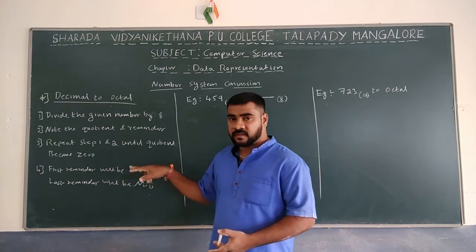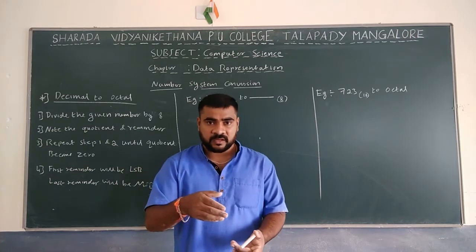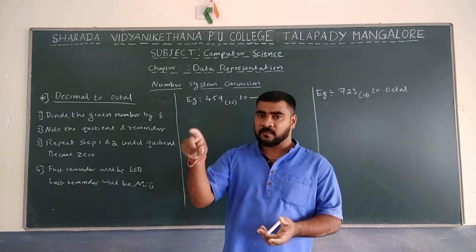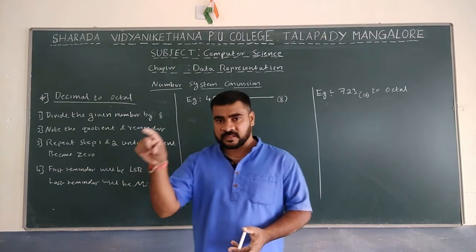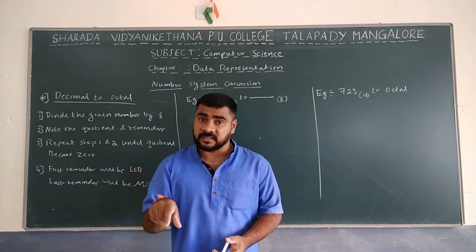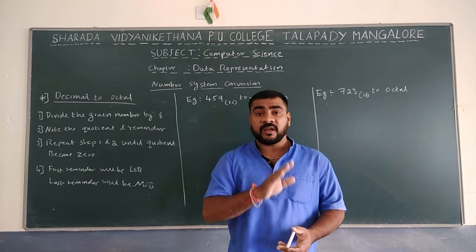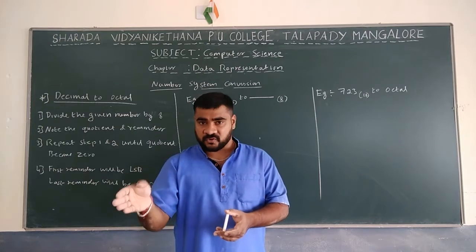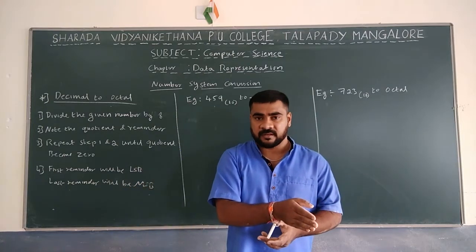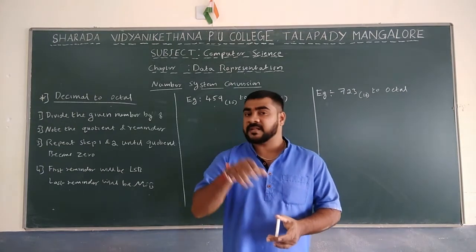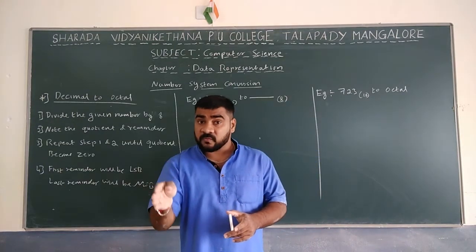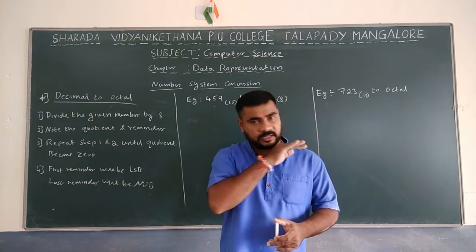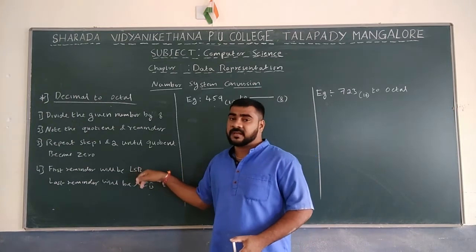If you take a number like 1101, the first bit of the number is known as the most significant bit and the last bit is known as the least significant bit. Remember, most significant bit and least significant bit. For example, take 523. If your number is 523, 5 will be the most significant digit and 3 will be the least significant digit. So like that, you have to mark the LSB and MSB.